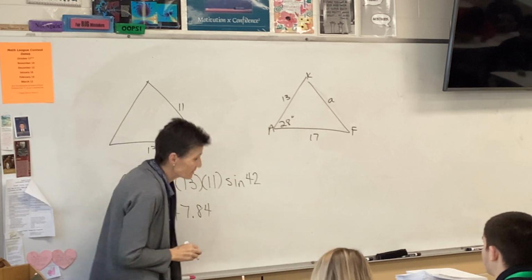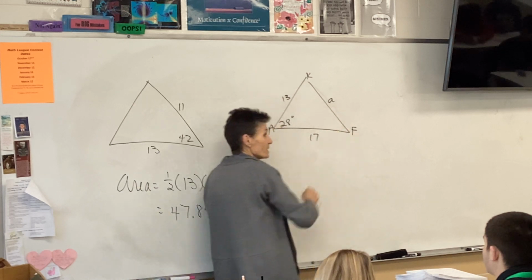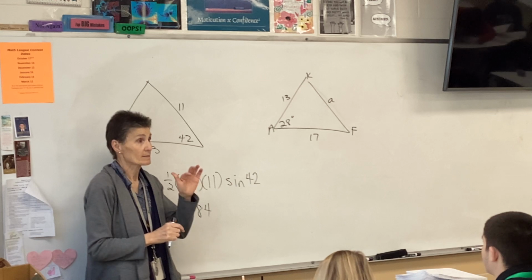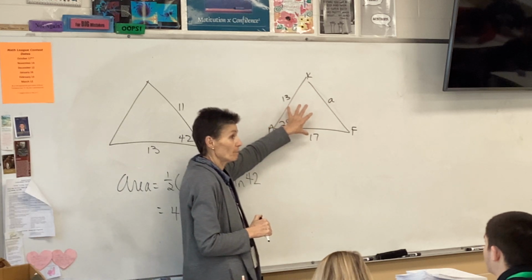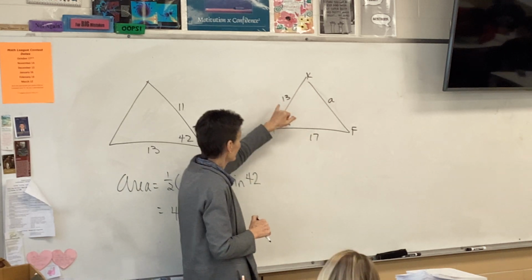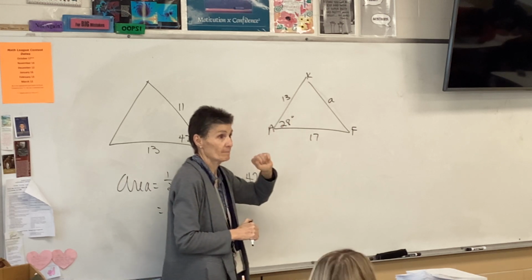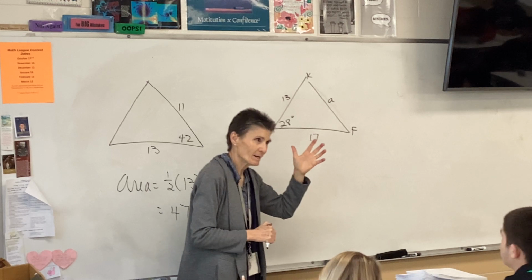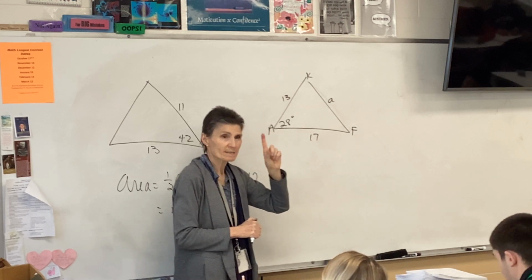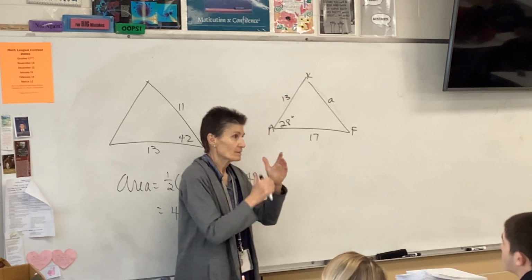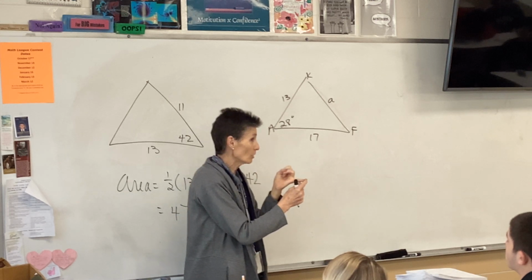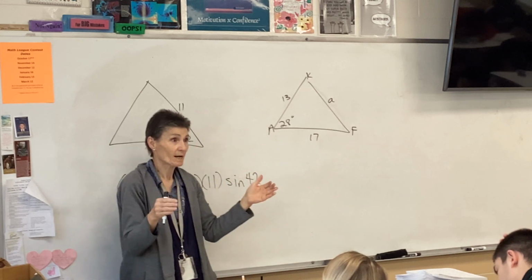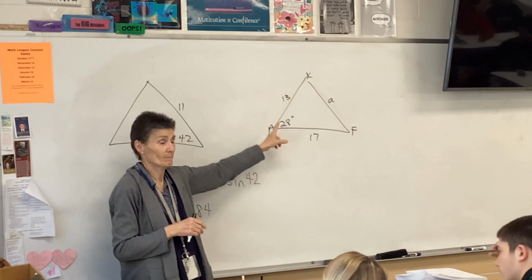What do the directions say? Solve for A. So we are finding a side. Now, I will tell you what happens. Kids look at this setup and say 1/2 13 17 sine 28. And that's okay if you're looking for area. But we are finding side A. To find a side, you use either the law of sines or the law of cosines. Keep those separate, guys. This is not an area problem.